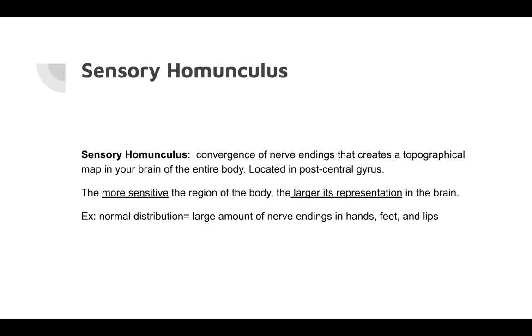For example, you'll see in the next image that the hands, feet, and lips are super large in representation in that virtual body in our brain, because they are more sensitive. Obviously, for survival purposes, we want to have that dexterity in our hands. We want to be able to sense if something's hot, if we're touching, and also our mouth with eating and all of that stuff.